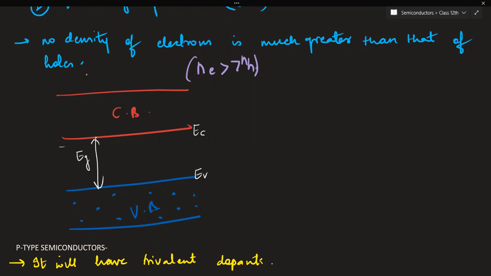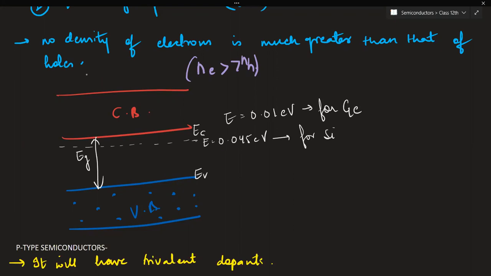This time, the energy gap will be near the conduction band because electrons are more. You have more electrons present. So somewhere here, you will get the energy, which is 0.045 electron volt, which was necessary to make the electron free. Fine? One more thing, class. This is specifically for silicon. If you want to remember it for germanium, it will be 0.01 electron volt.